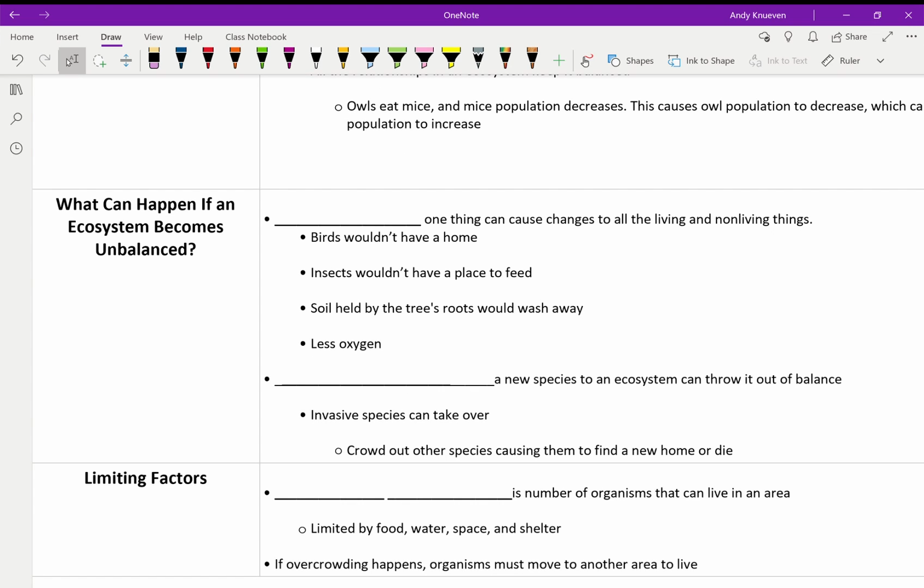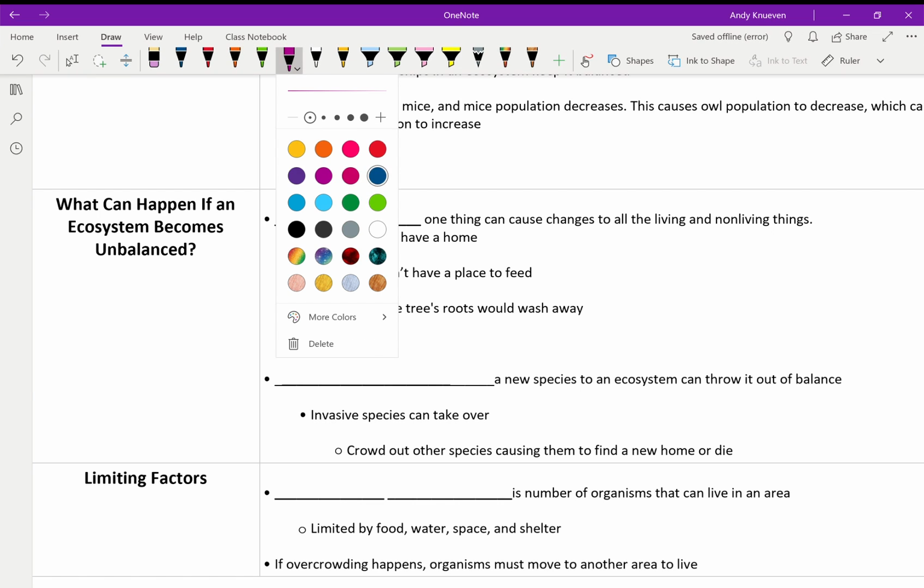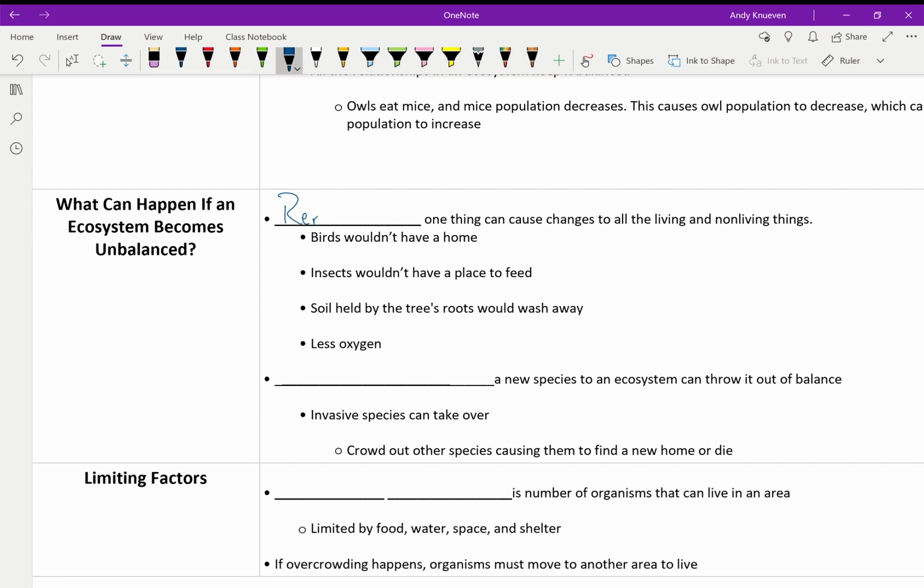Well, if we remove... let's change our color, new kind of topic we're talking about here. Removing one thing can cause changes to all the living and non-living things. Birds wouldn't have a home if I removed a tree. Insects then wouldn't have a place to feed if I took a tree out. Soil held in by the tree's roots could wash away. And I know in 4th grade you talk about erosion. And those roots actually hold down dirt. And then, of course, trees produce oxygen, which is another reason.